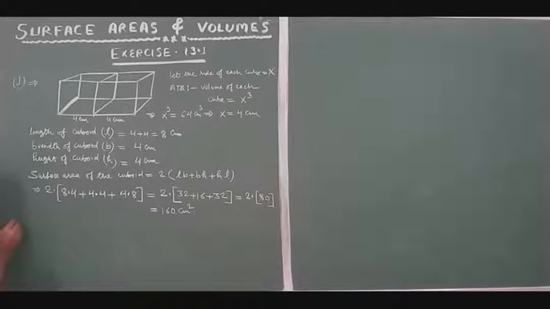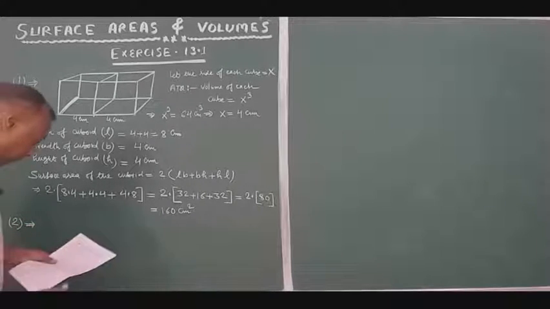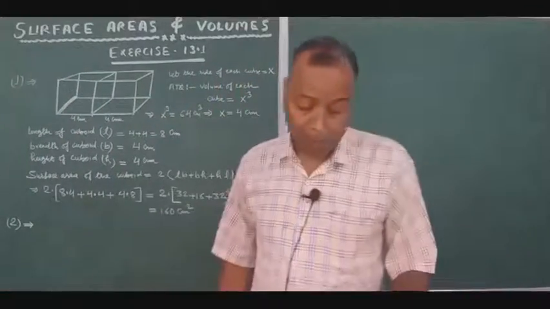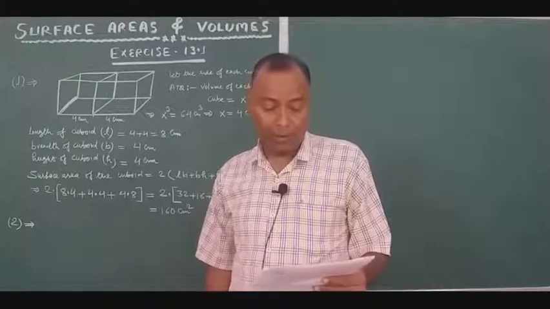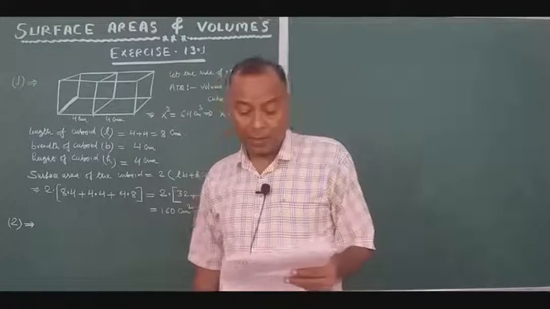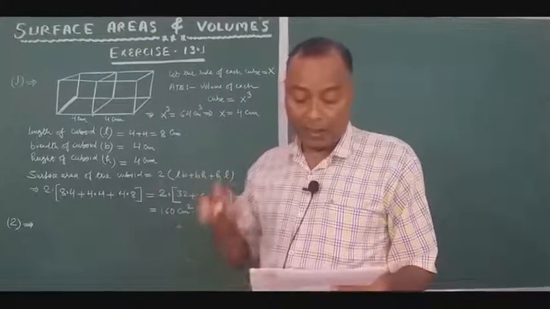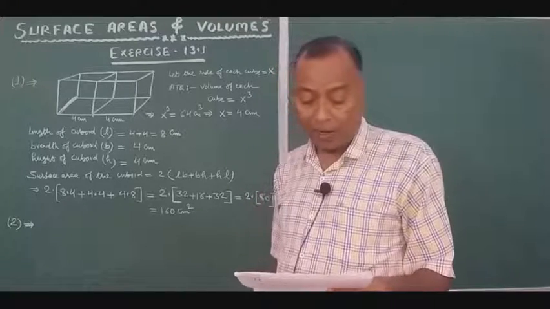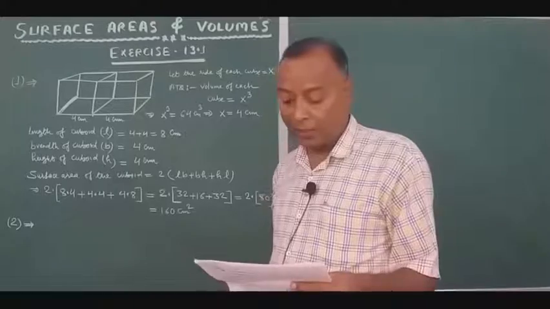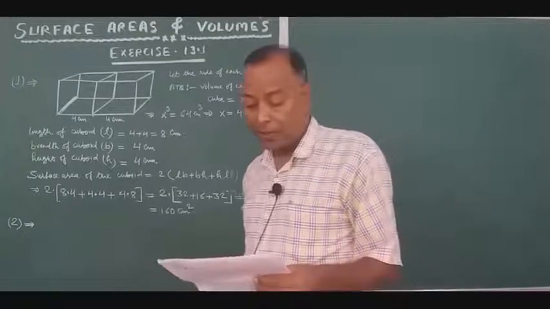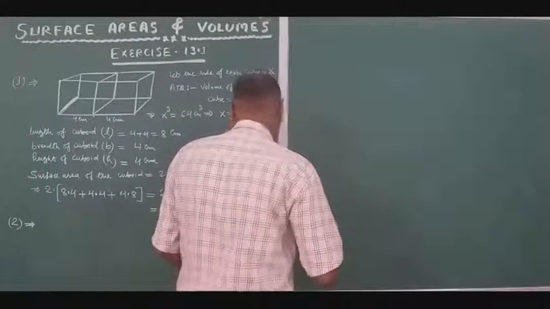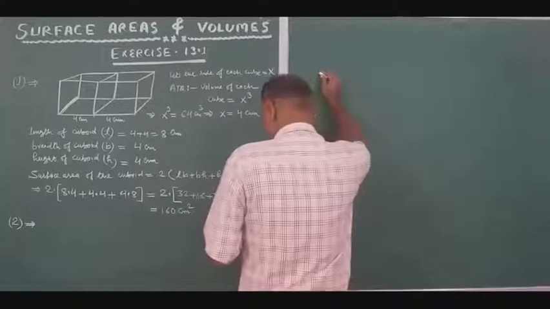Now this is question number two. A vessel is in the form of a hollow hemisphere mounted by a hollow cylinder. The diameter of the hemisphere is 14 centimeter and the total height of the vessel is 13 centimeter. Find the inner surface area of the vessel. Now just first look at this diagram. This is the vessel.